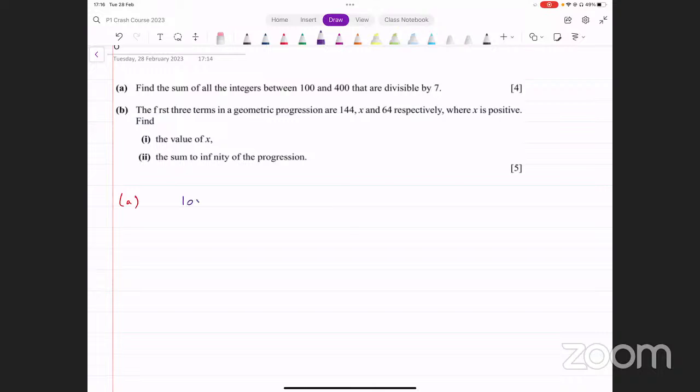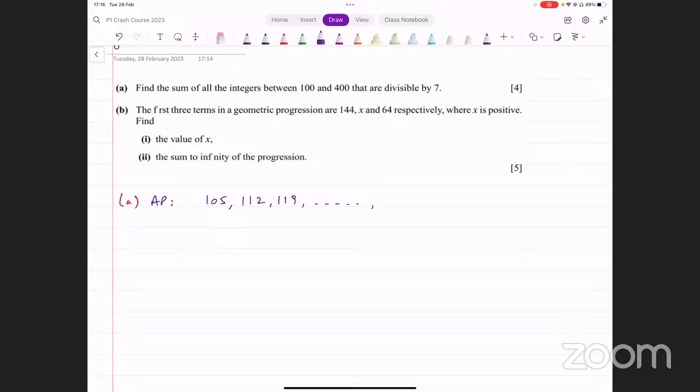105. Then what about the next number? 112, 119, and so on. So you can see what type of sequence this is. This is an arithmetic progression because the difference is constant. Let's write that down here. So we're talking about an AP.